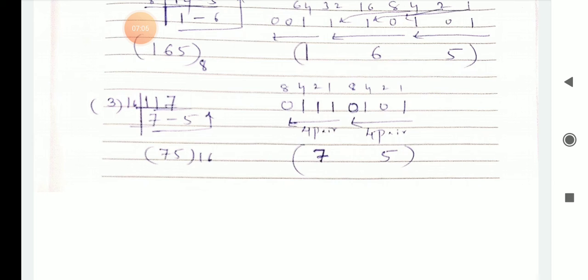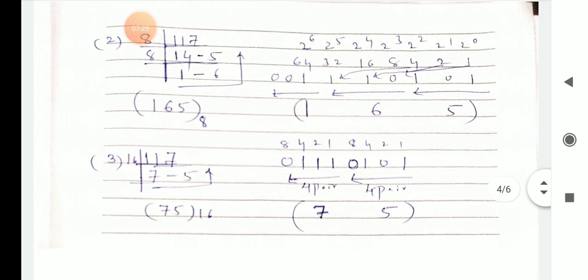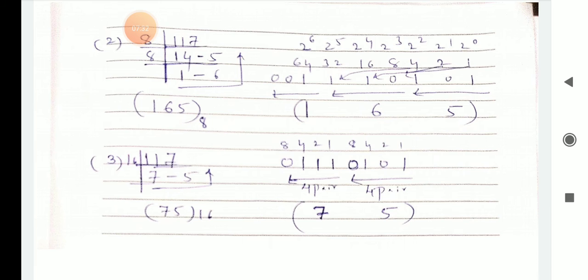So again in hexadecimal you have to consider 4 pairs. So again you have to write that 8 4 2 1 pattern. Then you have to convert it. So in 4 pairs you can write, where there is a 1 you consider it, and where there is a 0 you do not consider it. So 4 plus 1 is 5. Again 4 plus 2 plus 1 is 7. So in octal you consider 3 pairs, and in hexadecimal you consider 4 pairs.